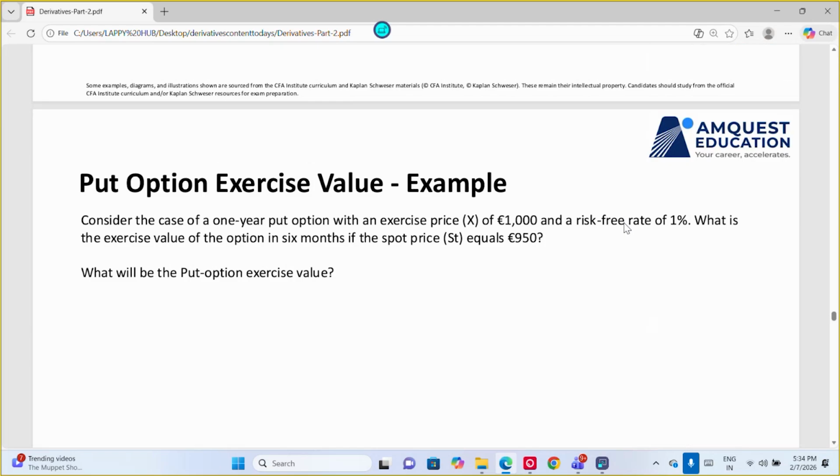Either sum. I have a 1 year put option. Exercise price is 1,000. The risk rate, which is discounting, is 1%. And they're asking what is... I can't see the annotation. Okay, wait, I'll come back to that. What is it if the spot price is $950?